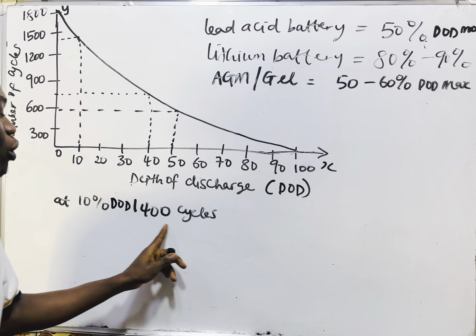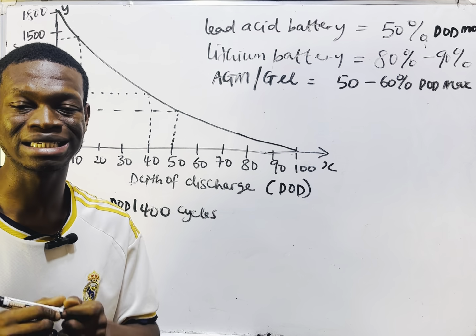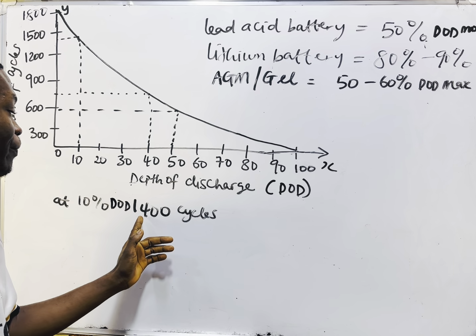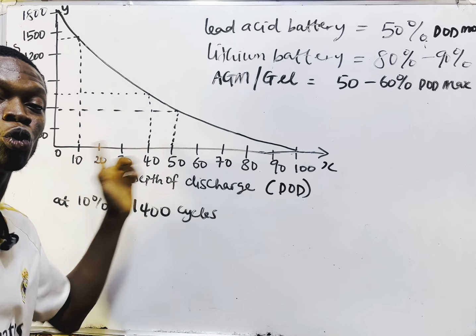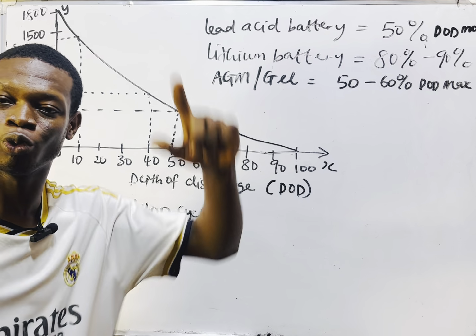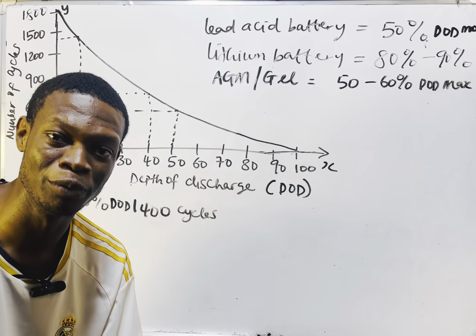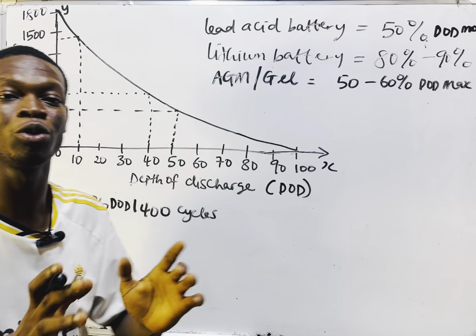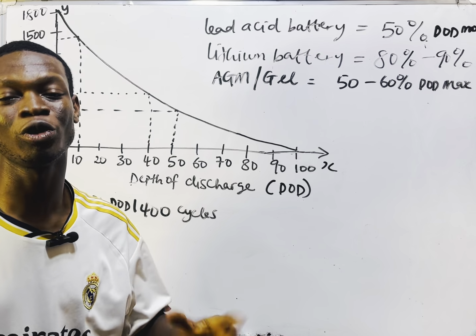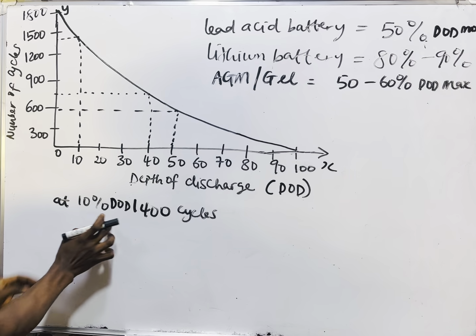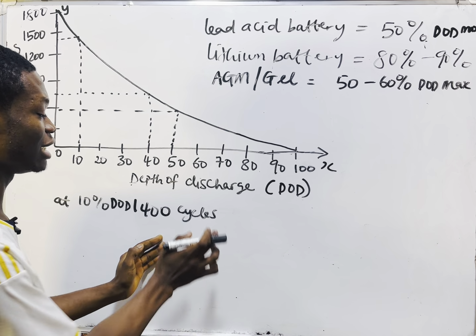So he's just trying to tell us that at 10% depth of discharge, at 10% DOD, we have 1,400 cycles. You understand? So the battery is at 1,400 watts cycles. When it's 100%, it drops to 0% till 1,400 times. That means the battery will now be weak. It will not function as it was functioning before. So at 10% DOD, we have 1,400 watt cycle.